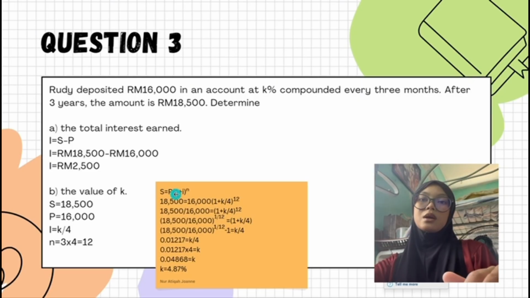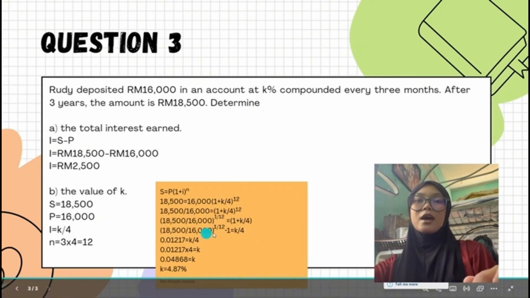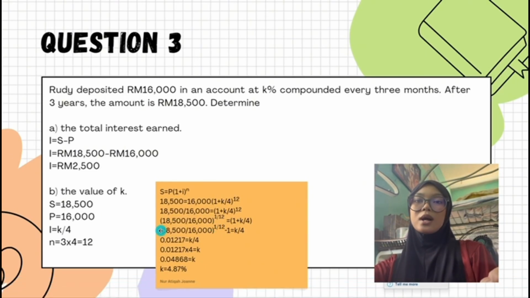S equals P multiplied by (1 plus I) to the power of N. So we'll insert the information. And for the 16,000, we'll bring it to the left, so it will be divided. The power of 12 we bring to the left too, and it will be 1 over 12. For the 1, we'll bring it to the left too, it will be negative 1. So on the right, only K over 4 is left. So after we calculate everything, we will get 0.01217.